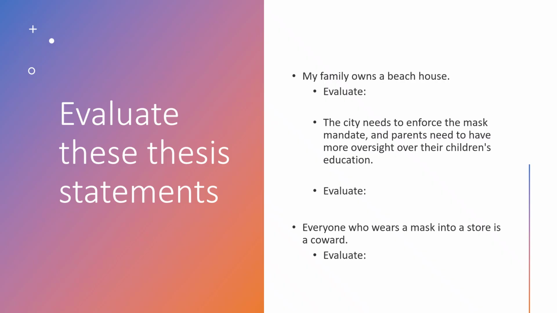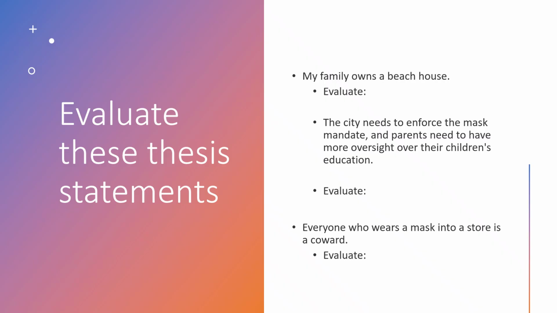Now let's look at the next one. The city needs to reinforce the mask mandate, and parents need to have more oversight over their children's education. Whew, that's a lot to accomplish. We want to be focused, right? We've got two things going on here. We want to be focused on just one of those and take them up one at a time. So first let's pick one, and then later on we'll write another essay about the other. So they're arguable. We have a specific audience, a specific thing, a specific need, but we have two of them. Let's focus on one at a time.